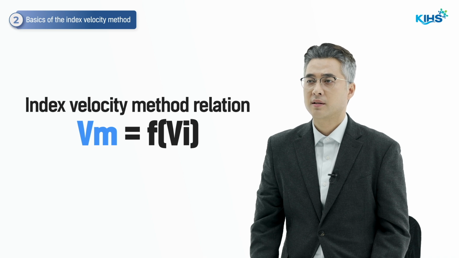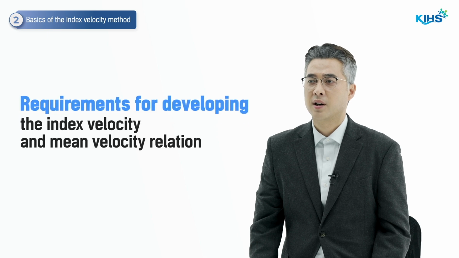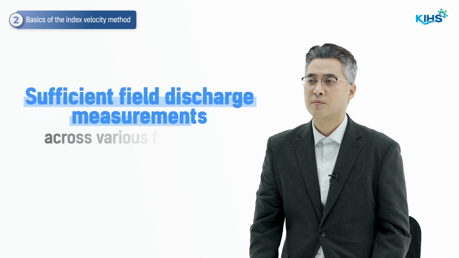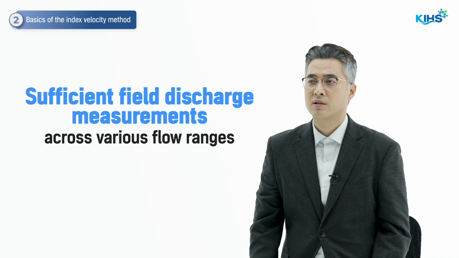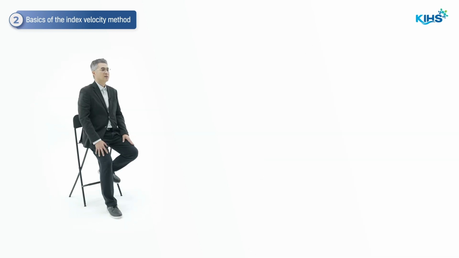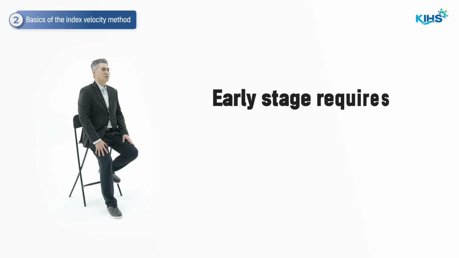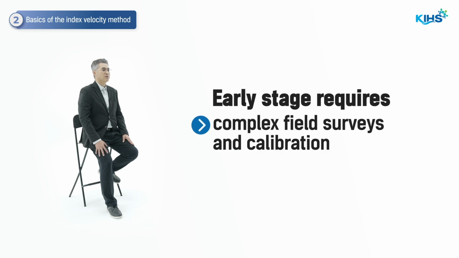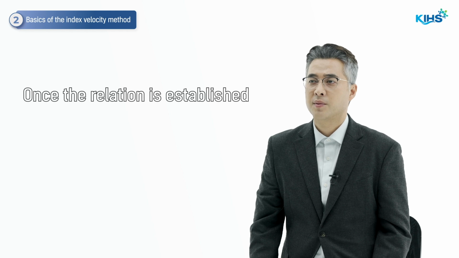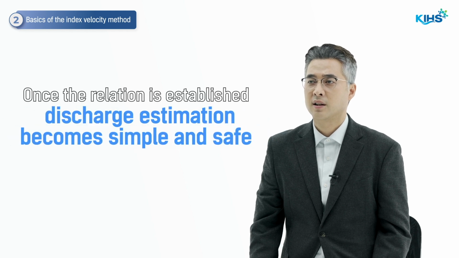The relationship may form a single linear equation or two or more separate trends. The key point is this: to develop a reliable index velocity-mean velocity relationship, a sufficient number of measurements must be collected across a wide range of flow velocities. In summary, the index velocity method requires detailed field surveys and calibration in the initial stage. However, once the index-mean relationship is established, it allows discharge to be estimated simply and safely.